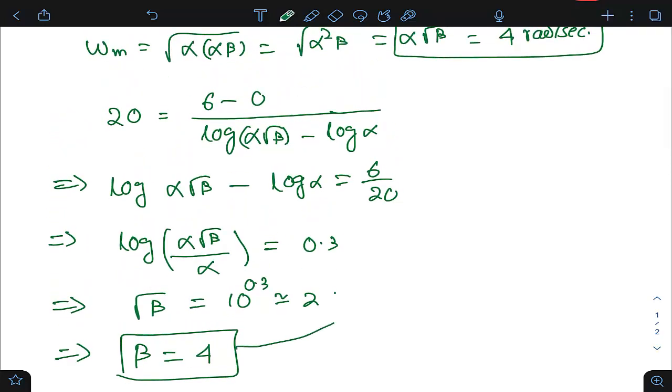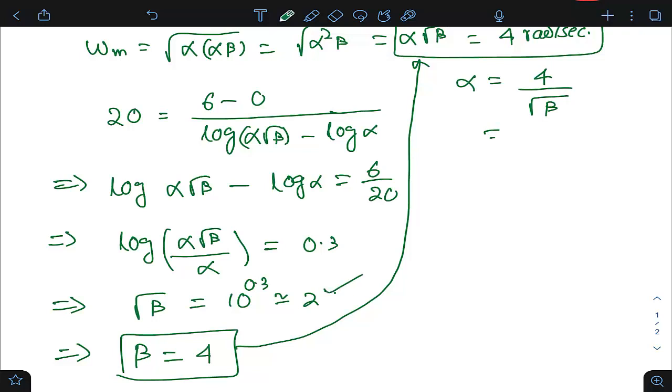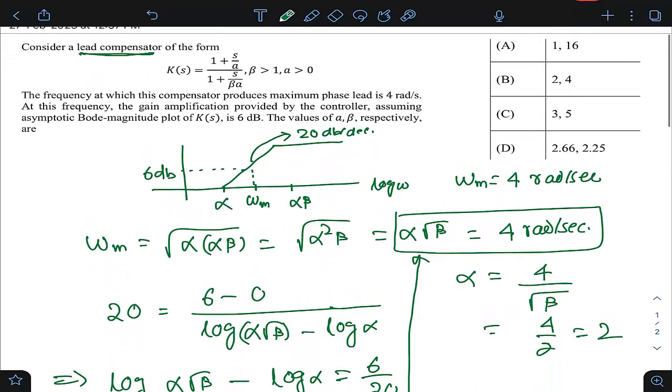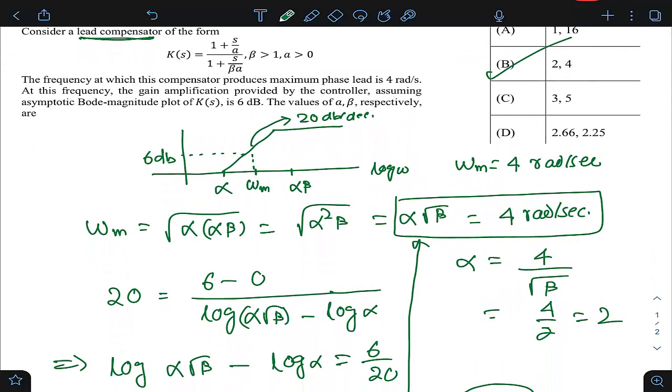So we can substitute this beta value in this equation, which will give me the alpha value. So alpha is equal to 4 by square root of beta. Square root of beta is 2, so 4 by 2 is equal to 2. So we got the value of alpha as 2 and beta as 4. If you check it out, this is satisfied by option B. So B is the right answer.